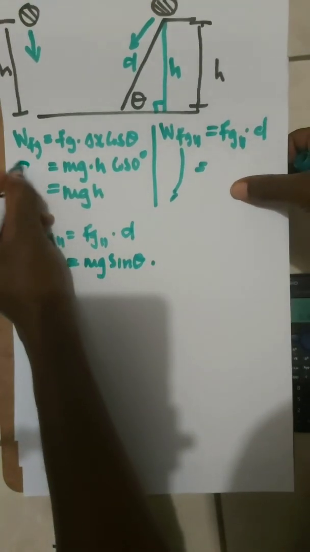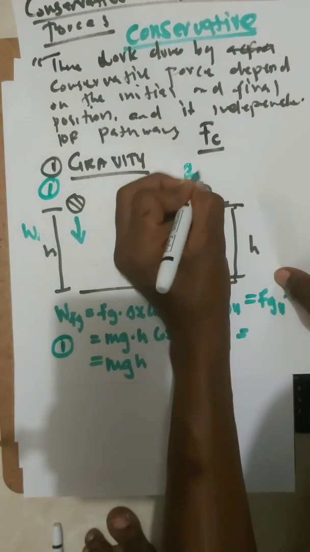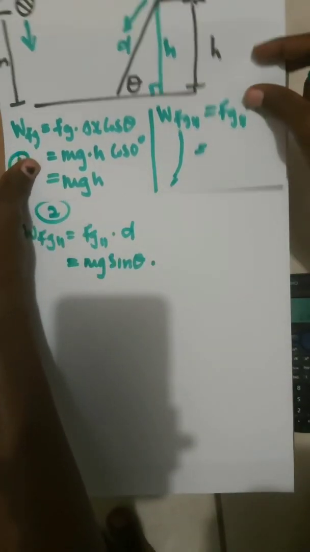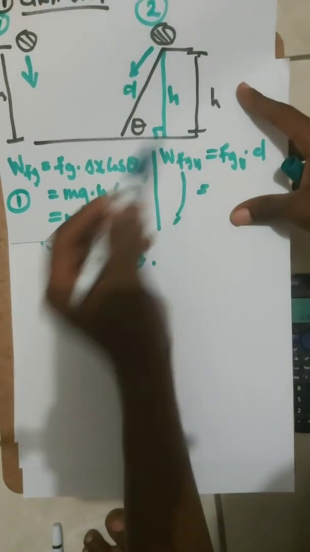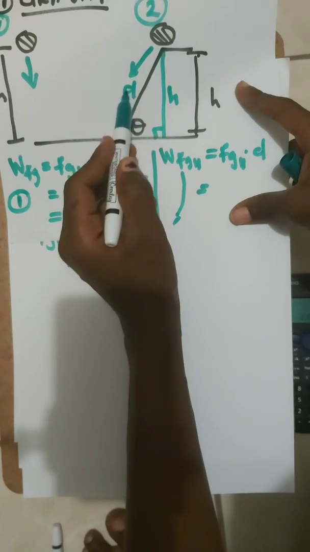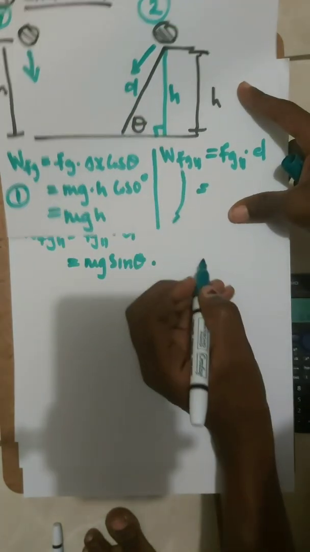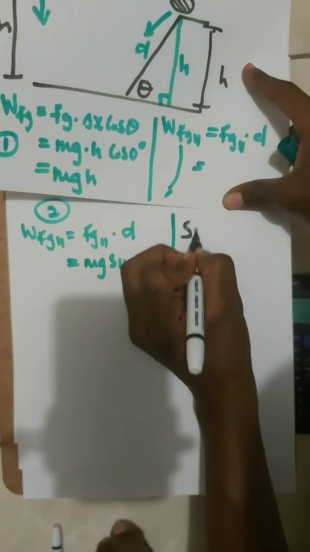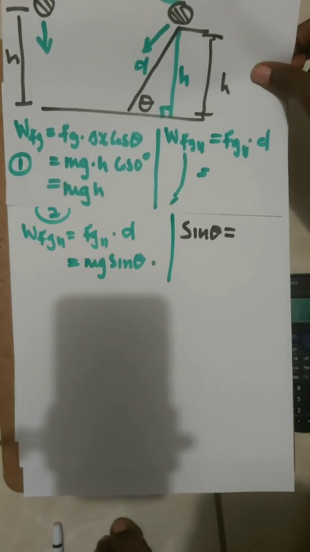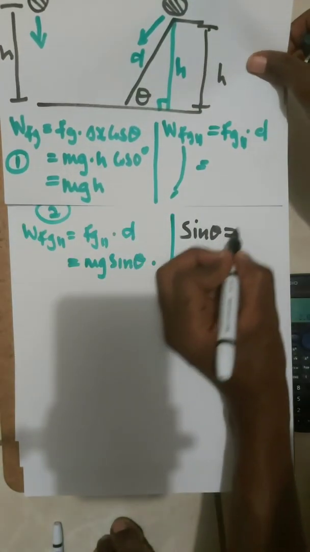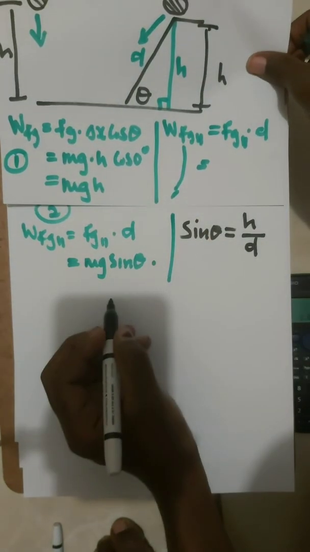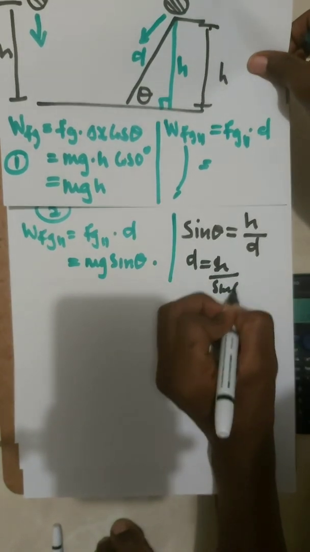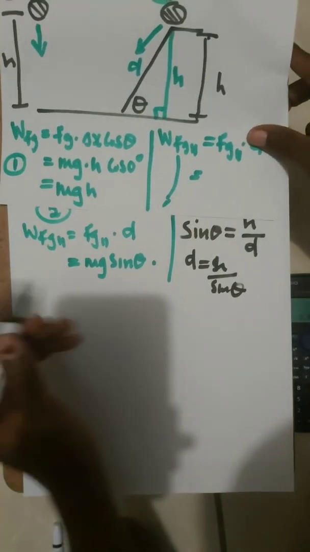Guys, this is for number 1, and then this is for number 2. Now I'm doing number 2. I get it, it's a right angle triangle. So I want to represent d in terms of theta and h. If we relate trigonometry, sine of theta is equal to opposite, which is h, divided by hypotenuse. Then if I solve for d, I cross multiply. d is equal to h divided by sine of theta.